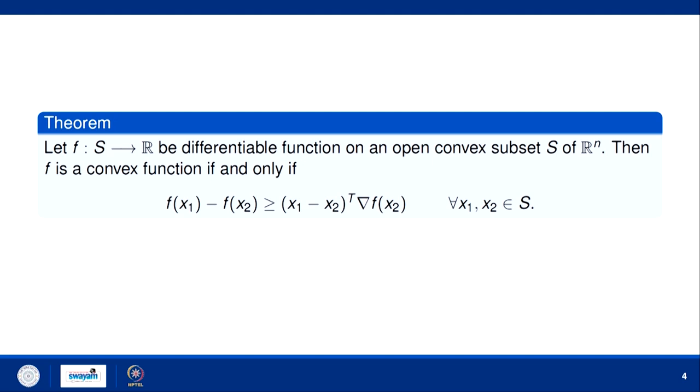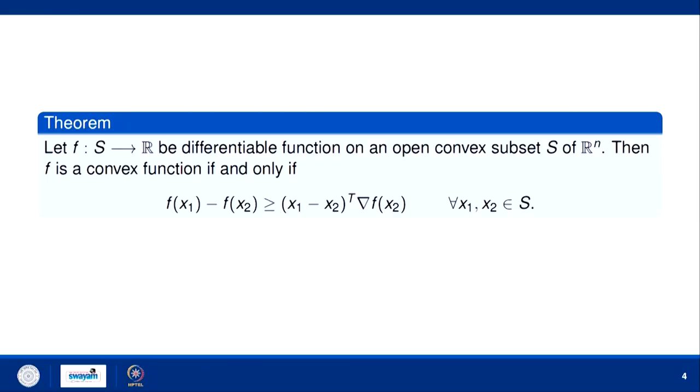But in view of machine learning, the proof of this theorem is not so important. We will simply see the geometric interpretation of this result. First we will see what this theorem is. If the function is once differentiable on an open convex subset S of Rn, then f is convex if and only if, that means both ways, if f is convex then this holds, and if this holds then f is convex. So what do we mean by this? We will understand it geometrically.